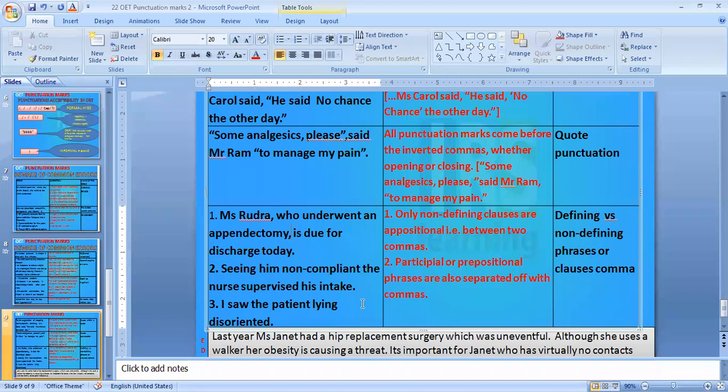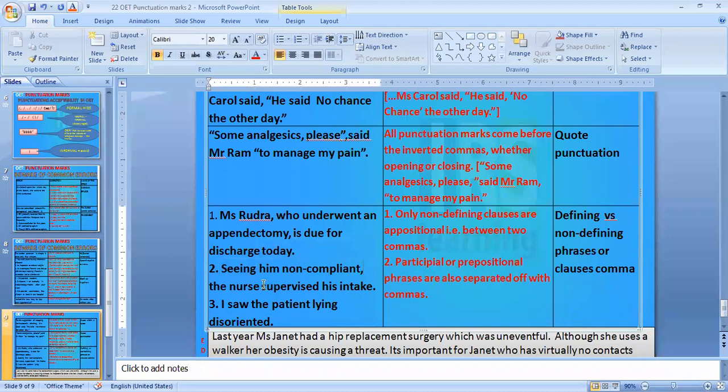Okay, next, number 2. Seeing him non-compliant, the nurse supervised his intake. What's the problem there? The problem is very clear. We explained that. How does the sentence start? With ING. What is ING? Present participle. Sentence beginning in present participle. So, after that phrase, seeing him non-compliant, a comma is necessary before the subject.